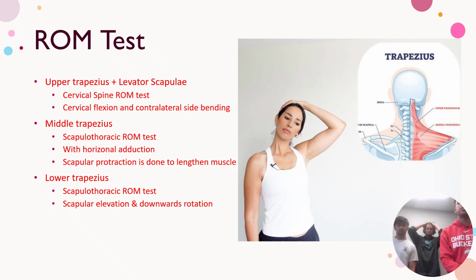And then we look at the range of motion test for the upper trapezius and the levator scapulae. That would be the cervical spine range of motion test because when we do cervical flexion and contralateral side bending, that lengthens the muscle and tests for its extensibility.